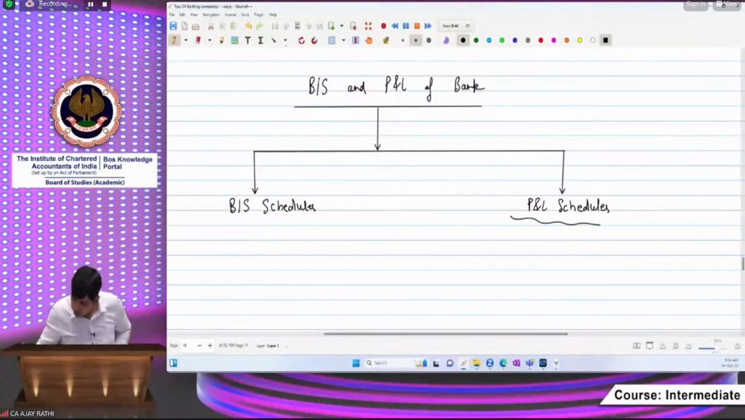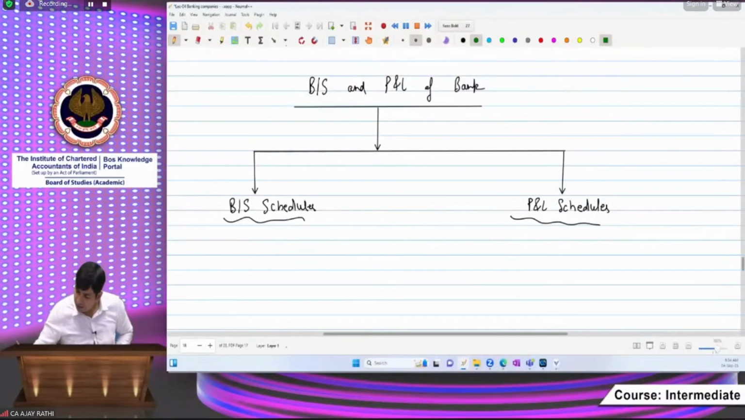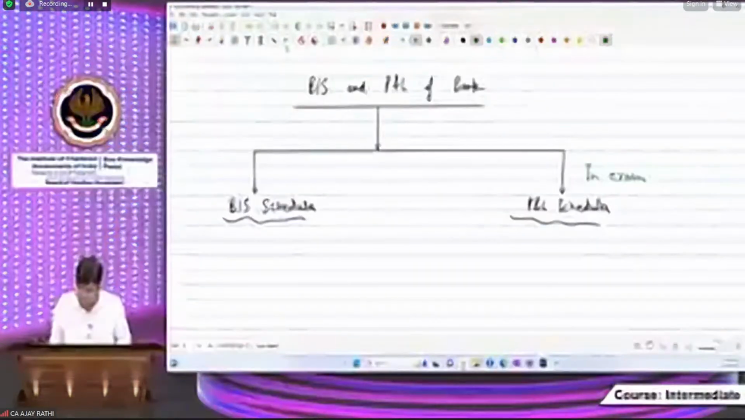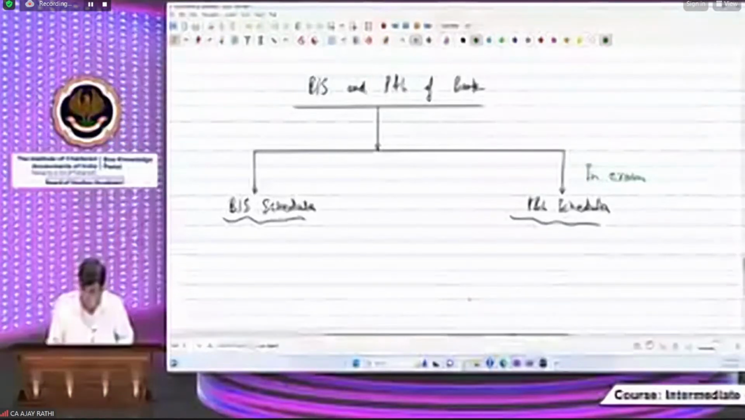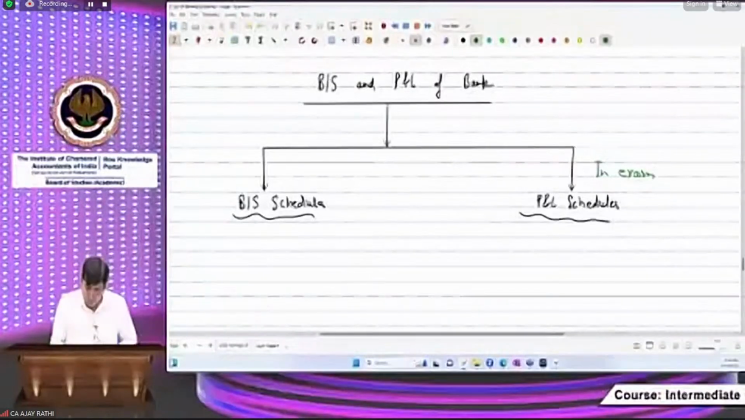So we have to remember the numbers. Beta, remember, in exam usually that question will never be asked in the balance sheet part. So please be prepared. In these problems, beta, we have many questions in this PDF. See, balance sheet schedules are there.